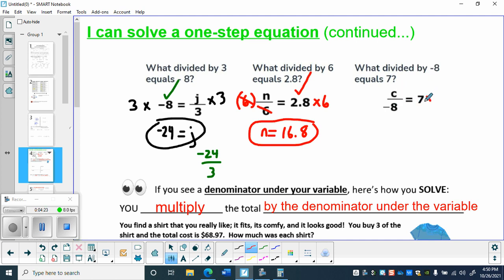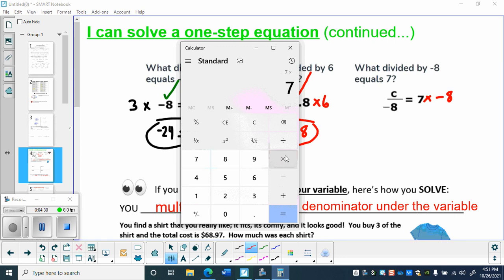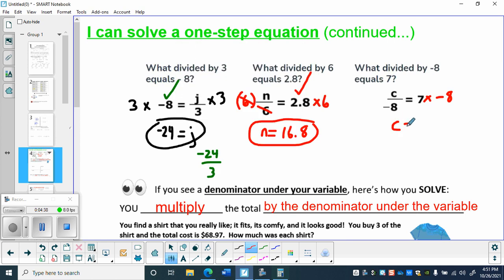And then here, if you see some number divided by -8 equals 7, you're just simply going to multiply that total by the denominator. So 7 times -8 is what we need to do in our calculators. A lot of you might have 7 times 8 memorized at 56, but if we make it -8, that's the -56. So here C equals -56.